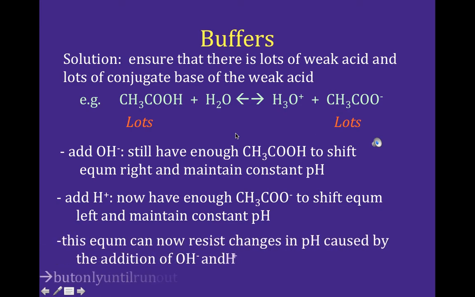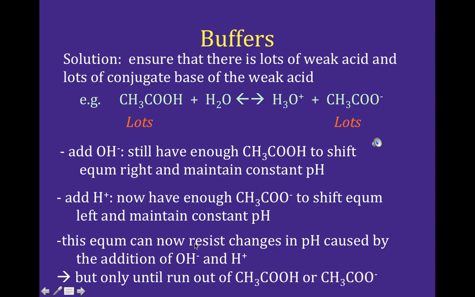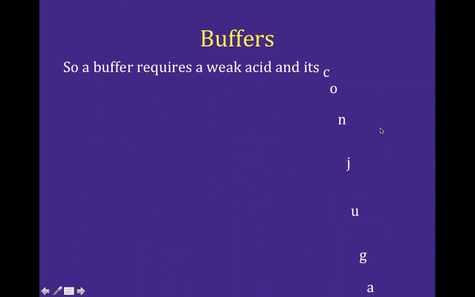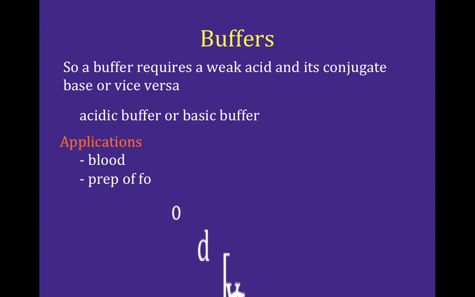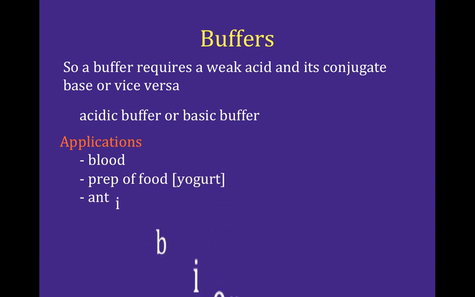So the equilibrium can now resist changes in pH caused by addition of OH minus and H plus up until the point it runs out of either the conjugate acid or base. So a buffer needs to be an equilibrium system, a weak acid, weak base. We have acidic buffers, basic buffers, and we can control our buffers by varying the amount of conjugate acid and conjugate base. So it talks about blood, your blood's buffered, preparation of food, antibiotics, things like that.